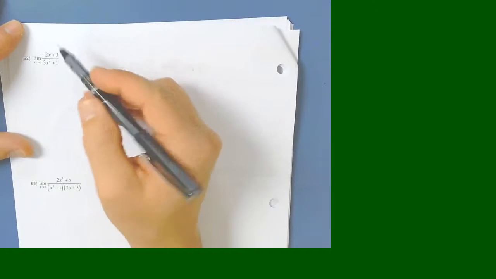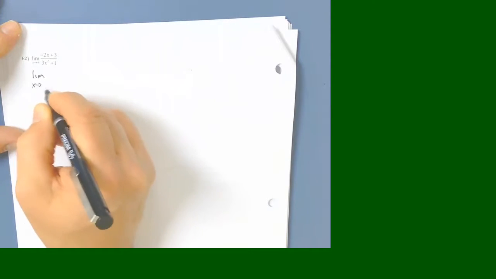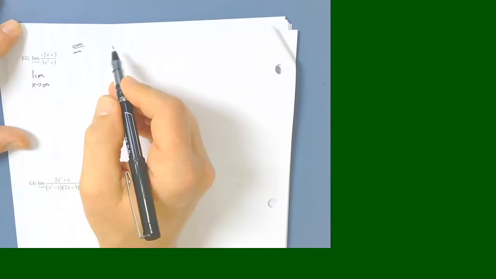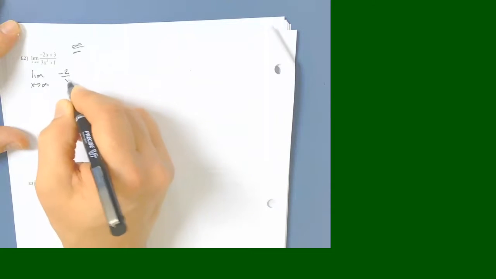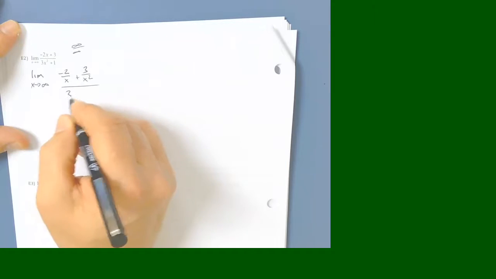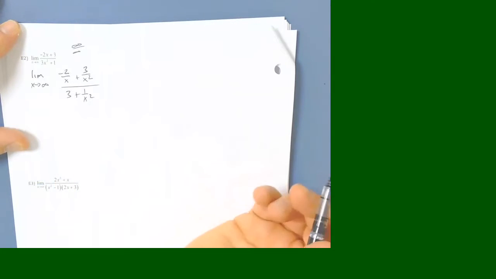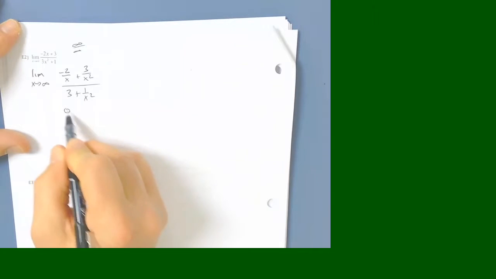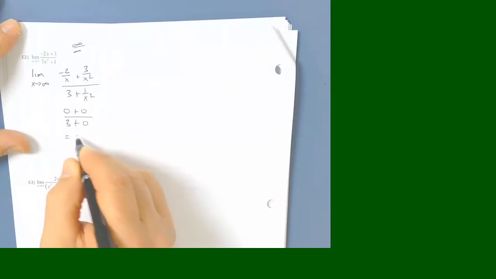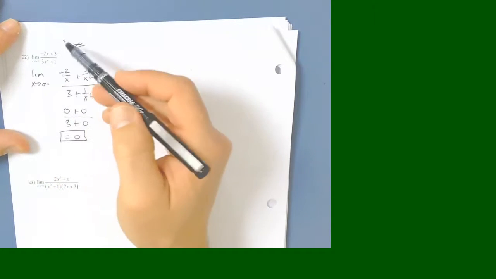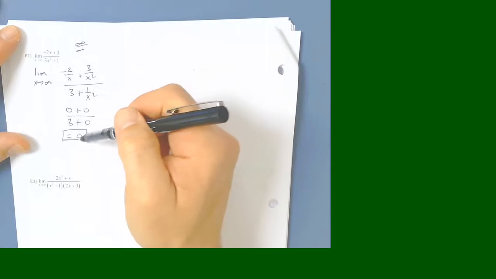By looking at this, it's going to 0. Pre-calc lens. Calc lens, x goes to infinity, direct sub, infinity over infinity, indeterminate, manipulate, divide by the biggest denominator, x squared: negative 2 over x plus 3 over x squared, over 3 plus 1 over x squared. Apply the limit, 0 plus 0 over 3 plus 0, which equals 0. The limit as x goes to infinity of this function is 0.